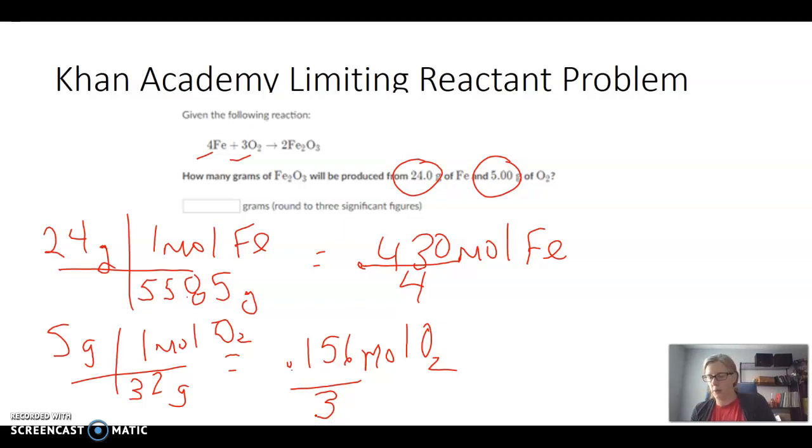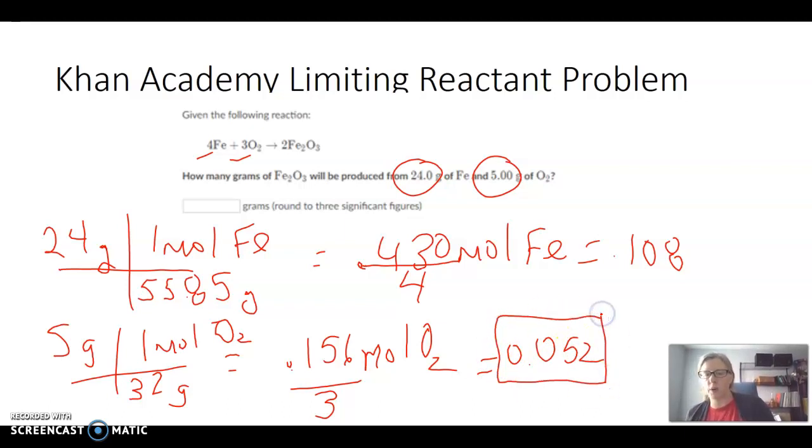So 0.430 divided by 4 is going to give me 0.108, and 0.156 divided by 3 is going to give me 0.052. So since this mole to coefficient ratio is the smaller of the two answers, that tells me that oxygen is my limiting reactant and that iron is my excess reactant. So I'm just marking them with L and E.